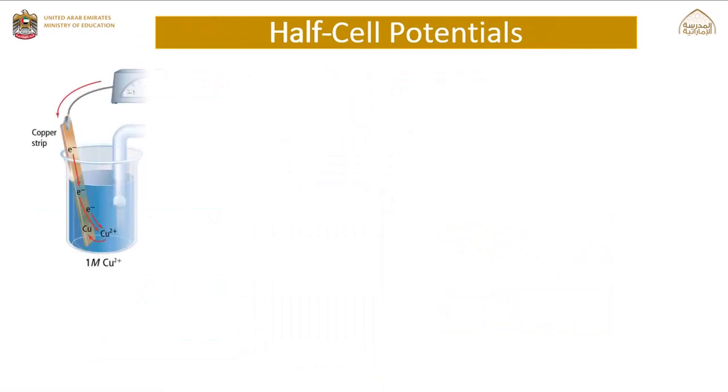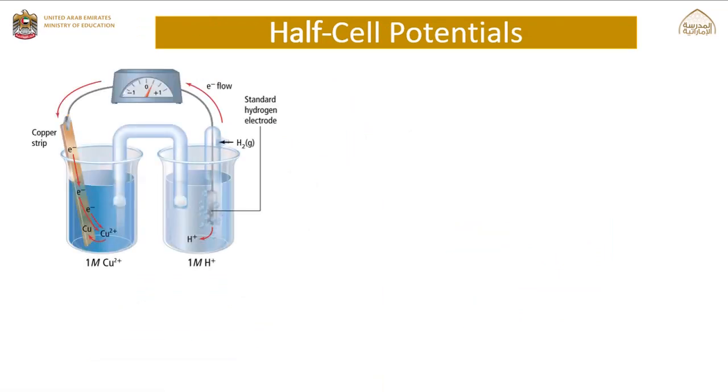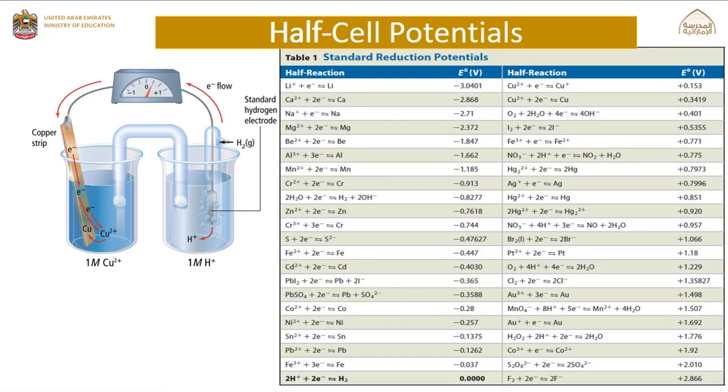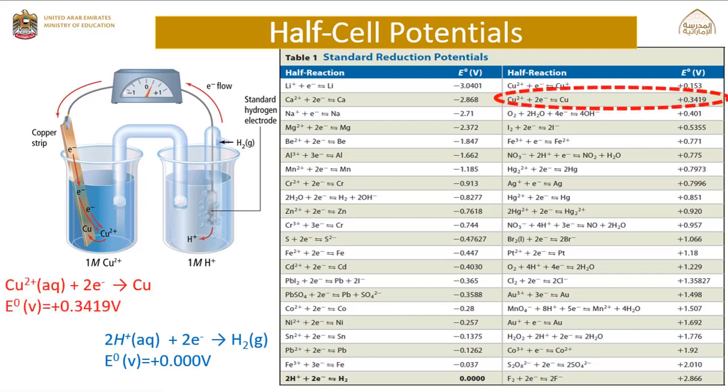Half cell potential. Half cell potential of any half cell can be measured by connecting it with the standard hydrogen electrode. One of the half cells which we have used in the voltaic cell is copper in Cu2 plus aqueous solution. We can find out its cell potential by connecting it with the standard hydrogen electrode. Standard hydrogen electrode will have a cell potential of 0 volt. So the electrode potential for copper when you're connecting with the standard hydrogen electrode is showing 0.3419 volt.